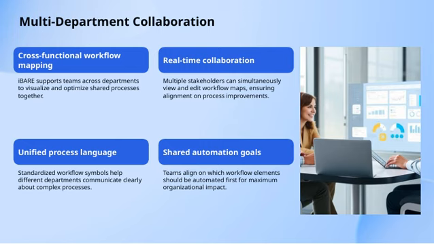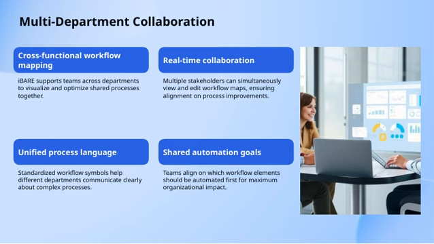First, we have cross-functional workflow mapping. iBARE helps teams from different departments come together to visualize and optimize their shared processes, making sure everyone is on the same page. Next, there's real-time collaboration. This means multiple stakeholders can view and edit workflow maps at the same time, which really promotes alignment and speeds up the process of making improvements.